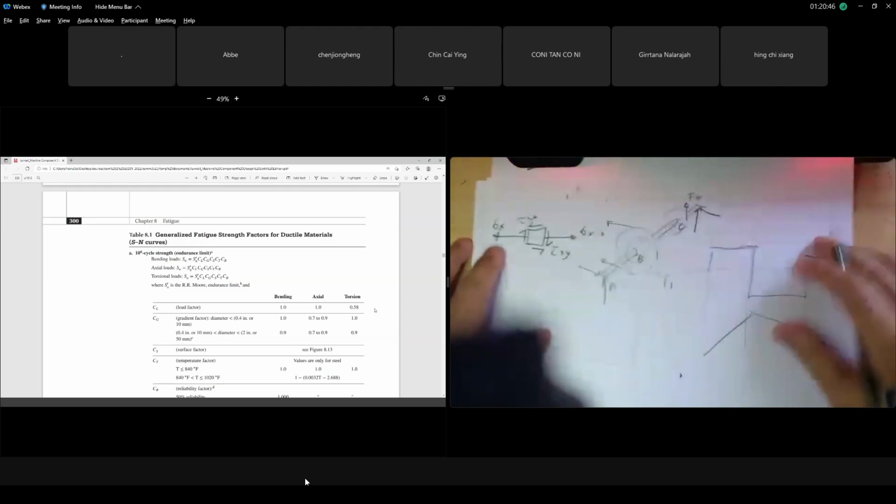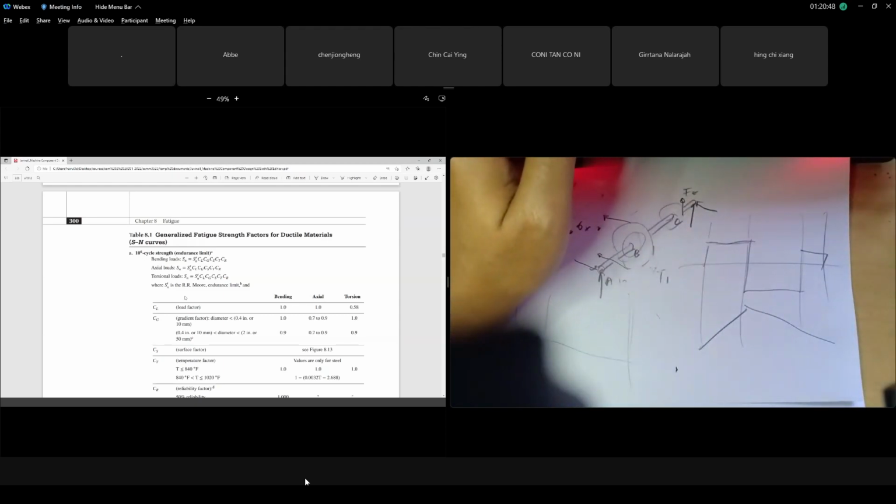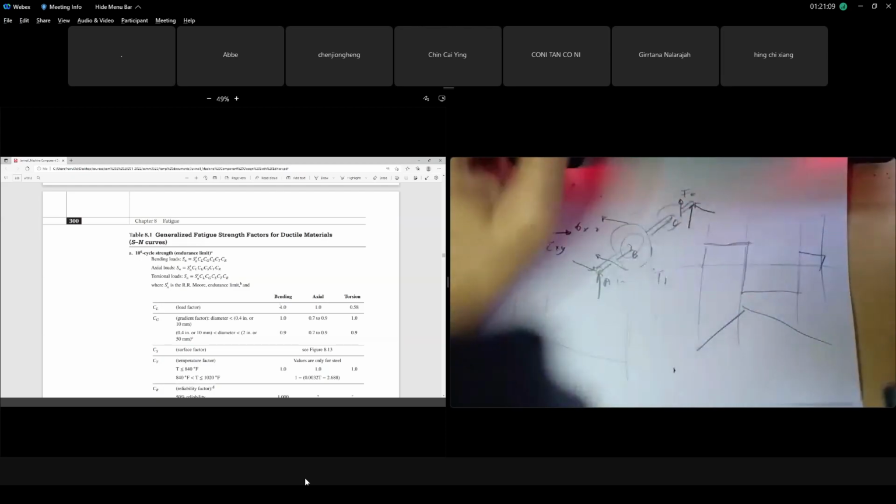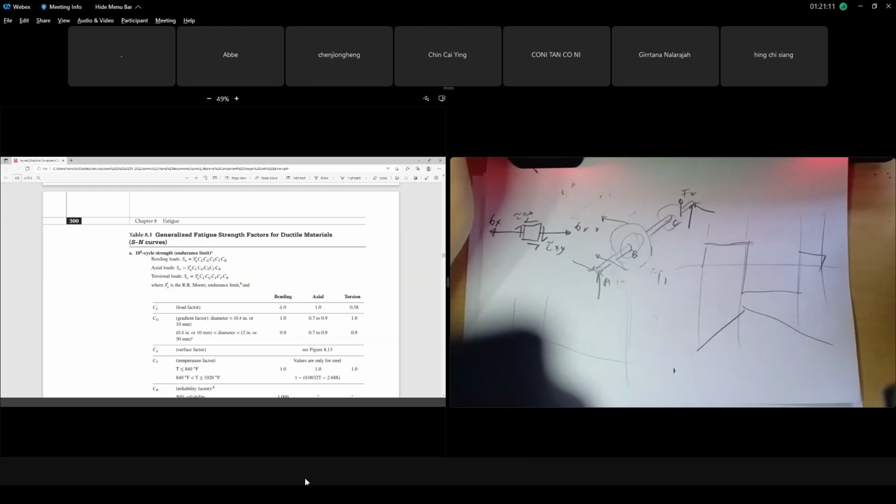Okay, in our case, this CL is the load factor. What do you want to use? Bending, axial, or torsion? Guys, I need your opinion. What is it? When we need to find the endurance limit, right? SN is CL, CG, CS, CT, CR, and SN prime. SN prime, we can get 0.5 SUT. Now, the first one is CL. Which one do you want to use for this case, like shaft analysis? Hello, class. Are you listening or not? Bending, axial, or torsion?